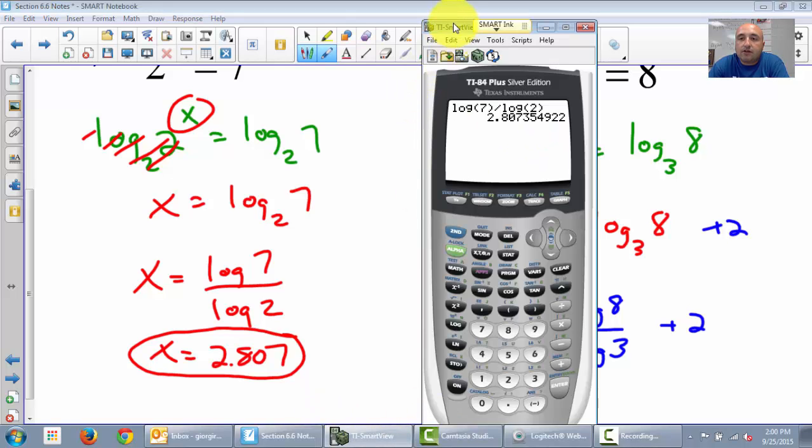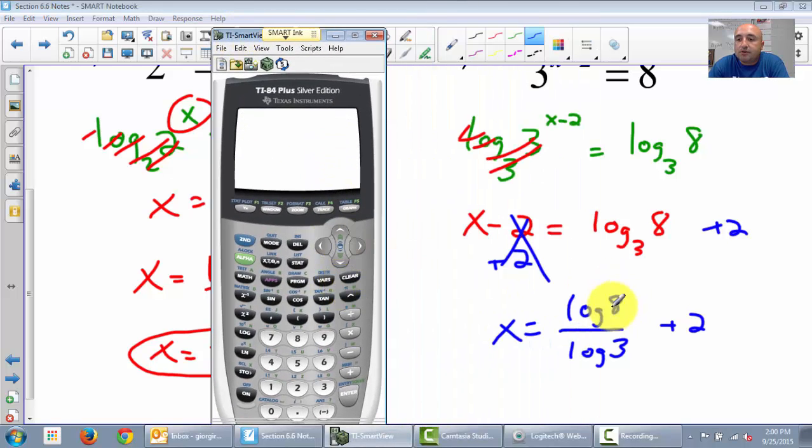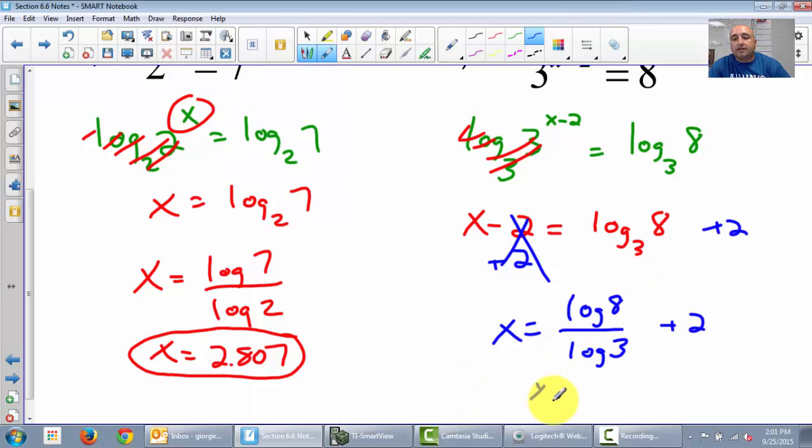Okay, so let's go back to the calculator, delete what's there. I'm going to do log of 8 divided by log of 3. I'm going to hit enter, and then I'm going to add this 2 to the end of it, so plus 2. And that should equal 3.89. All right, so x equals 3.89, and then we are done.